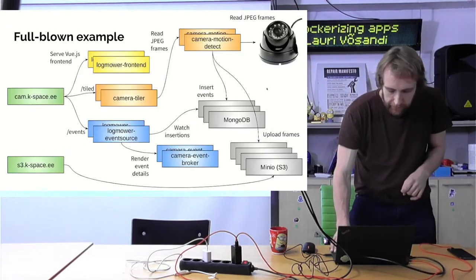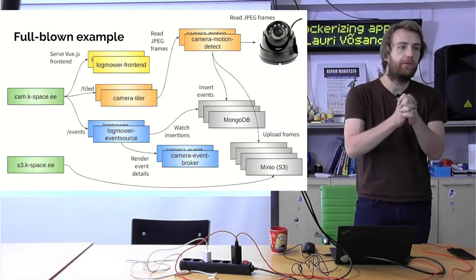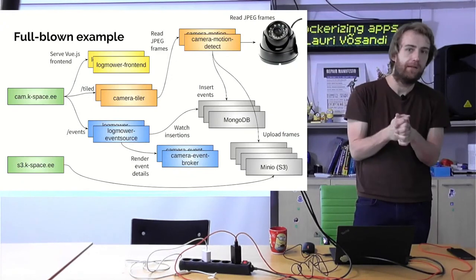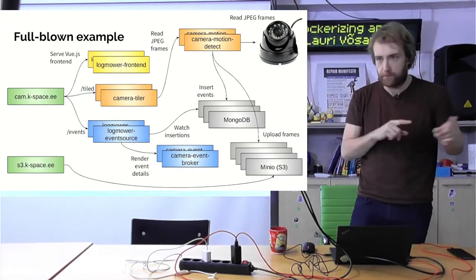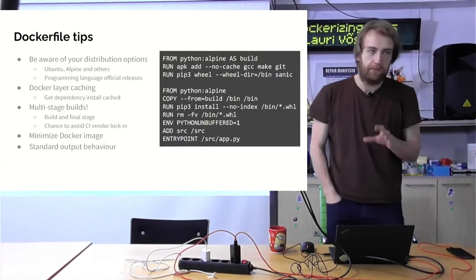Okay, so let's say you figured out how you chop up your application. How do you actually get from source code into the images? For this, we've got a Dockerfile.